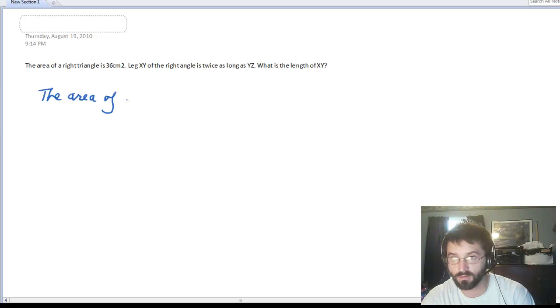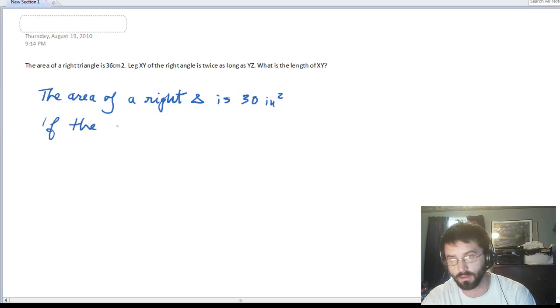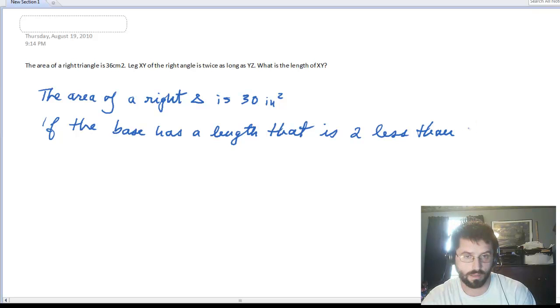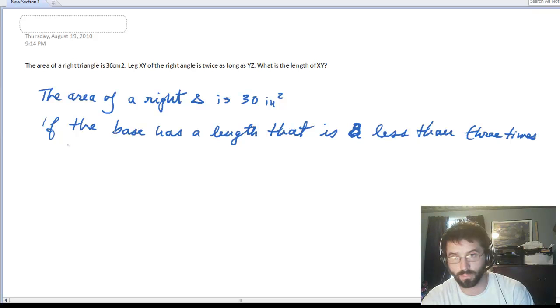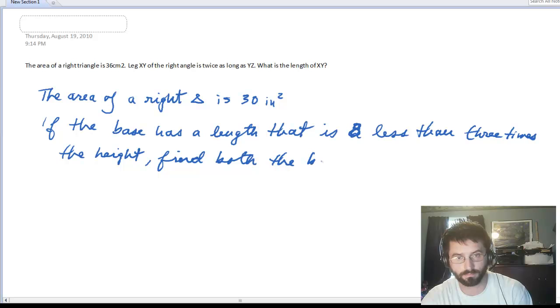Suppose the area of a right triangle, they don't actually have to tell you that it's a right triangle, but the area of a right triangle is 30 square inches. If the base has a length that is, actually let me go 8 less than 3 times the height, find both the base and the height.